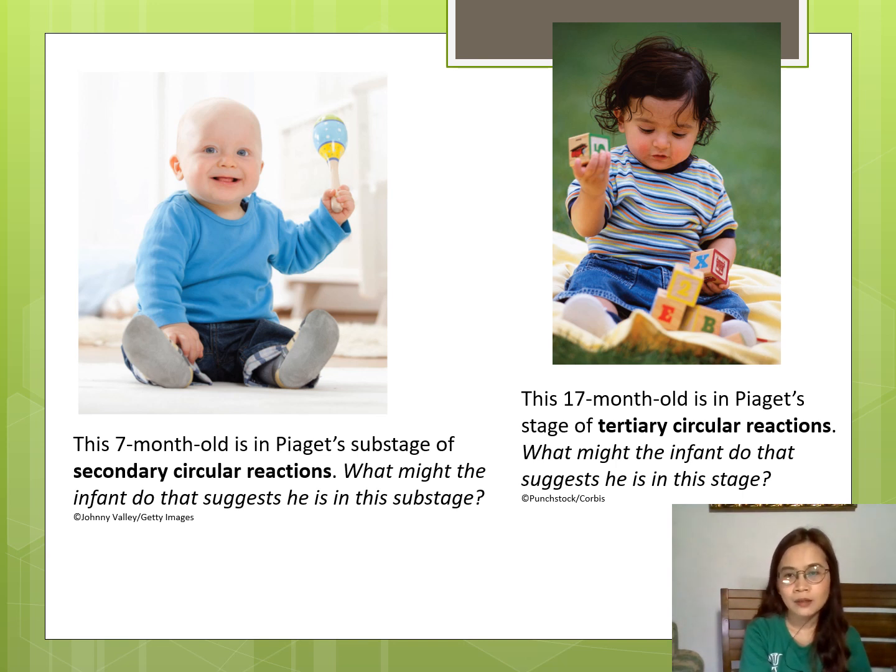While the other child in this picture, the 17-month-old, ay nasa tertiary circular reaction, wherein now, he or she is intrigued naman or curious kung ano pa yung ibang gamit o function ng object na hawak niya. No, like for example, diyan sa blocks na yan, pwedeng ihagis niya or pagulungin niya or pagpatong-patungin niya any way or anyhow that she likes. Yan. So, yun yung kaibahan ng dalawang substage.